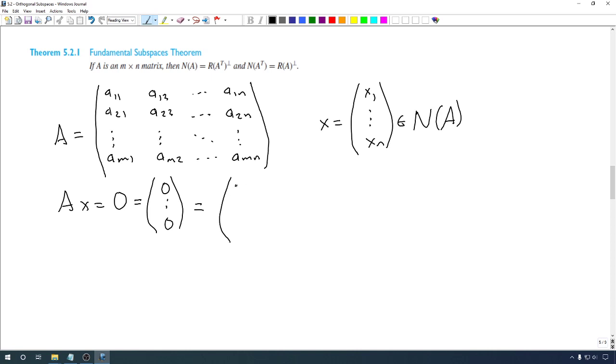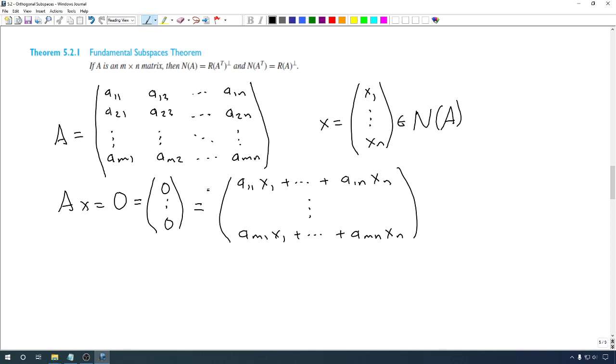Then it's going to be a column vector. The first entry is going to be the first row of A times this column. So you have A11 times x1 all the way through A1n, xn. Then we keep going like that. We have Am1, x1, all added to the same thing, all the way to Amn, xn.